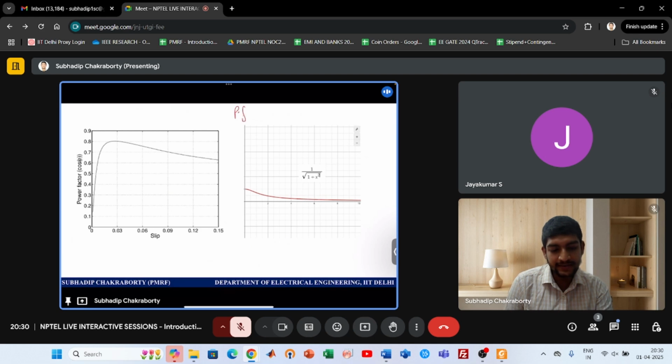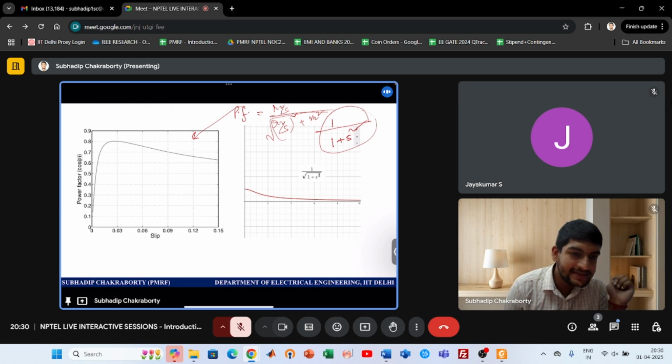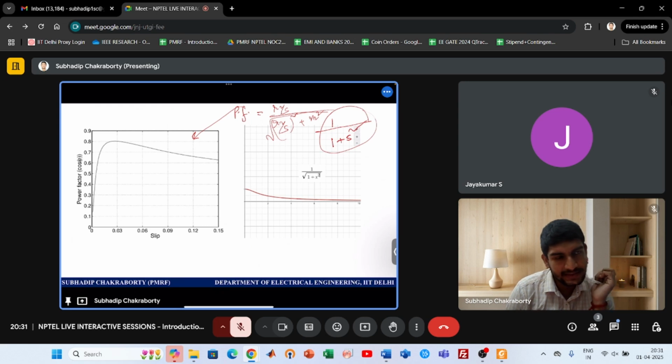So power factor you can calculate as (R2/S) divided by the whole root of ((R2/S) squared plus X2 squared). Similarly, you plot it and you will find that it behaves like maybe 1 by 1 plus S squared. But slip you cannot take that way. Slip is actually, when speed increases, slip decreases.